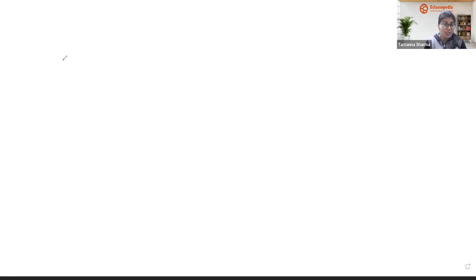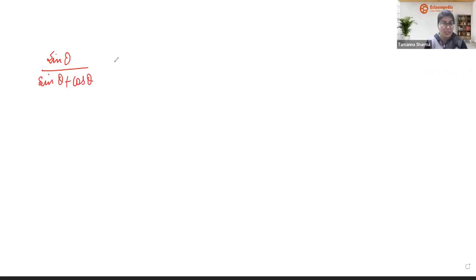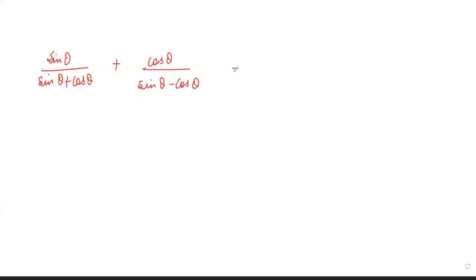So the question is a little bit blurred, so I'm writing it here, then please recheck whether it's correct or not. Okay. So sine theta divided by sine theta plus cos theta, and cos theta divided by this one, right? Yes. And you have to prove this one.